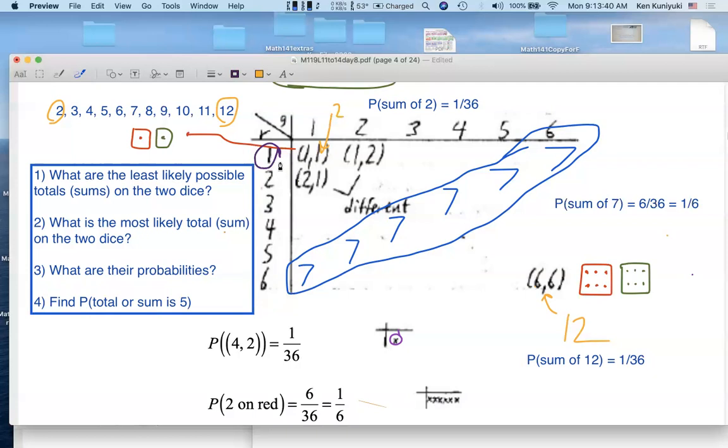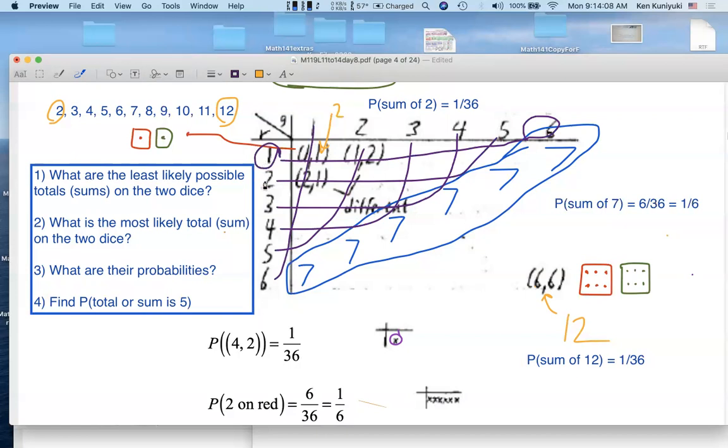So you're aiming for a sum of 7. If the red die comes up a 1, what do you need on the green die? You need a 6. Likewise, if the red die comes up a 2, what does the green die have to come up as? A 5. If you get a 3 on red, you need a 4 on green. 4 on red, 3 on green. 5 on red, 2 on green. 6 on red, 1 on green.